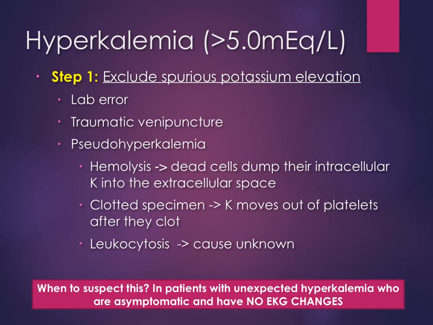So now, how do you know if this is truly just an error or a false reading versus someone who's really sick? Well, look at your patient. These patients are going to be asymptomatic, and they're probably not going to have any EKG changes. So in a patient that you have absolutely no reason to explain hyperkalemia in, who looks fine and has no EKG changes, but suddenly you get a lab back that shows they have a potassium greater than 5, you probably should consider repeating the test before you do any interventions first.